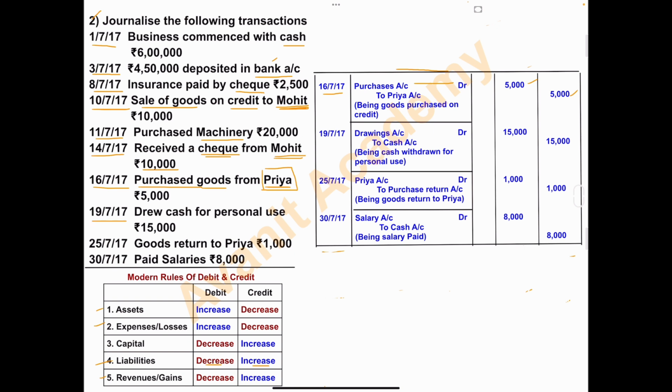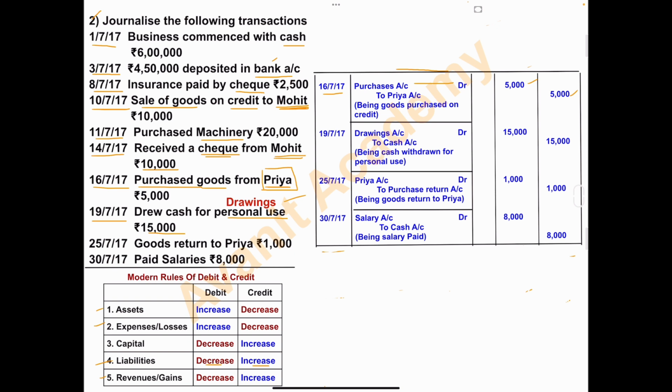On 19th July, drew cash for personal use. Okay, on 19th July, the owner of the business has withdrawn some cash from the business for his personal use. So when the owner of the business withdraws the cash from the business for his personal use, what is it called? It is called drawings. And these drawings will affect the capital. The capital value will decrease.